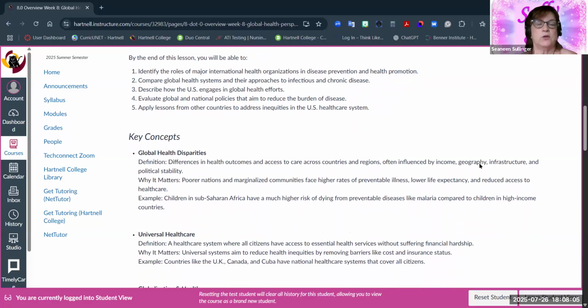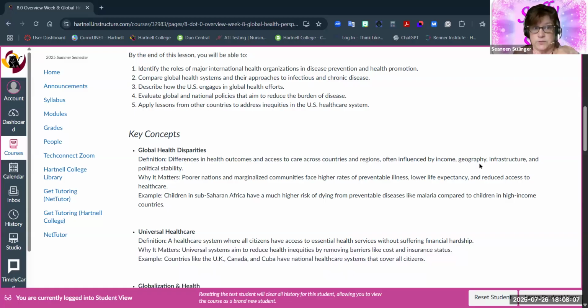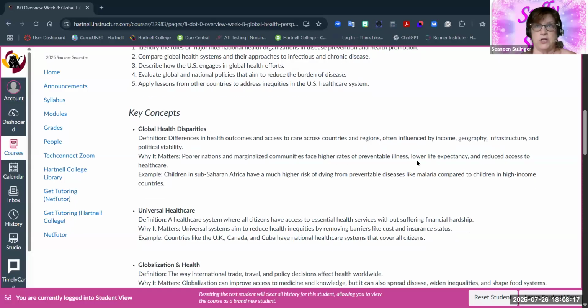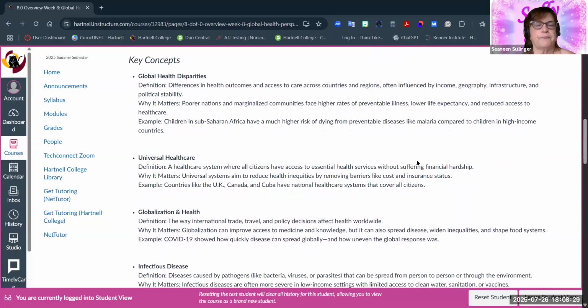So we're going to be talking about global health disparities. We've talked about disparities in the United States. Now we're going to talk about them, and we will see them in the world as well. Because again, if we look at the countries, poor or marginalized communities in other countries are very similar to our poor and marginalized communities in the United States. And so we're going to take a look at that.